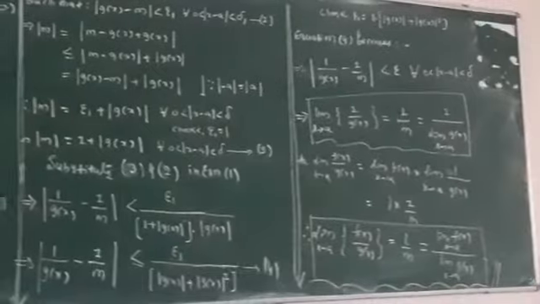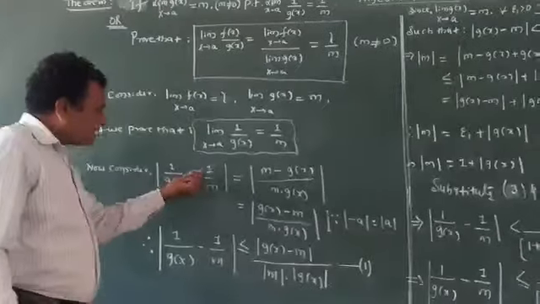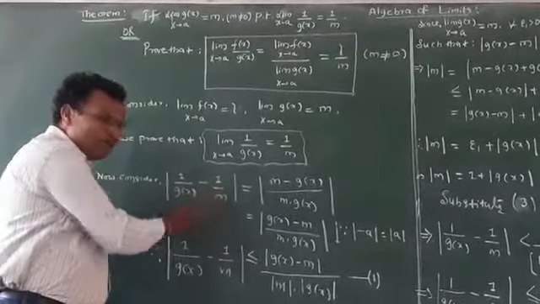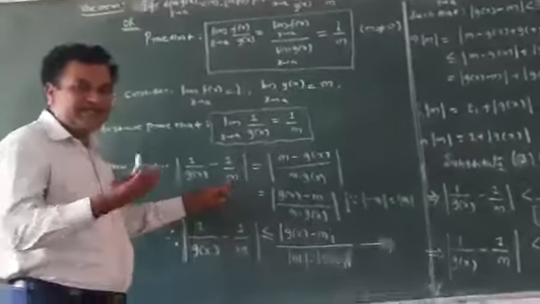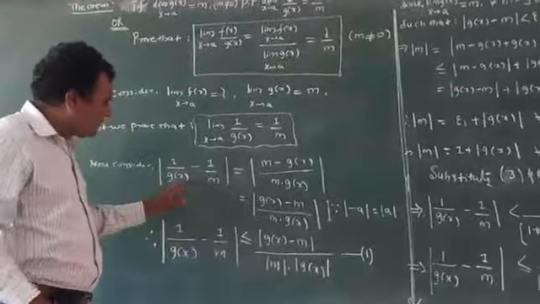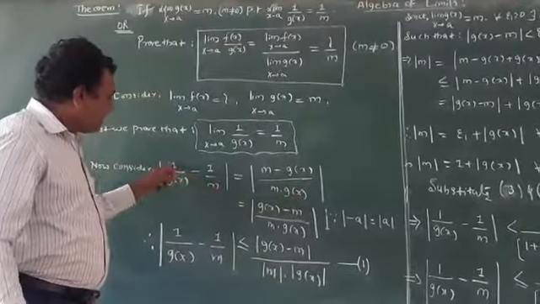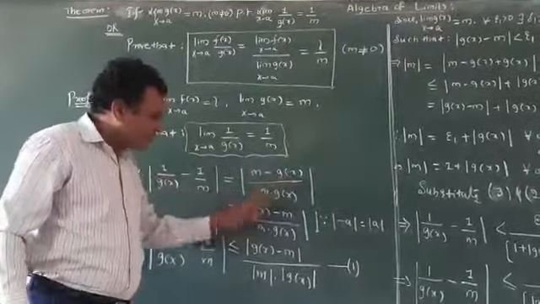According to the similar previous theorems, we consider 1 by g of x minus 1 divided by m. Here it is division, so we consider 1 divided by m. If it is multiplication, there we have to consider f of x into g of x. Otherwise, it is addition and subtraction. So take the LCM, m into g of x. Here it becomes m, and multiplying 1 by g of x gives m minus g of x.